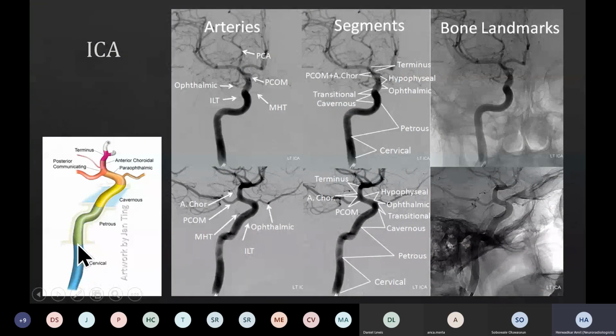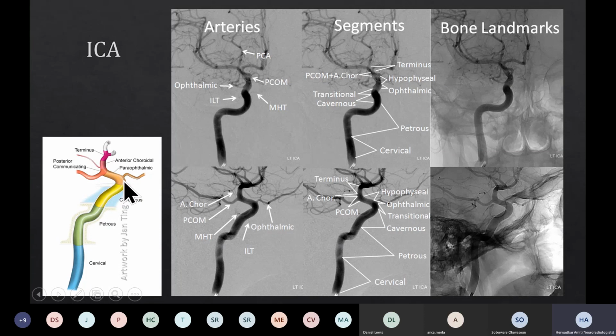Okay, so this is the carotid artery coming from the neck. This is the lateral view. This is the AP view. So if you look on this diagram, you have got the cervical portion, then it climbs to the petrous, and then on either side of the sella, the cavernous portion, which is what we will be seeing today, and then it swings up and back.